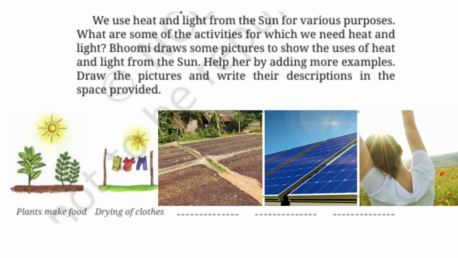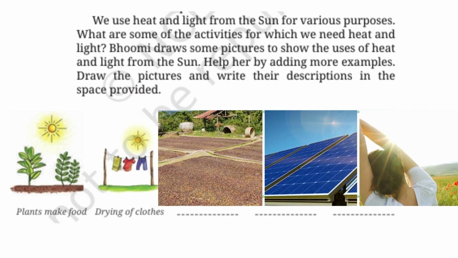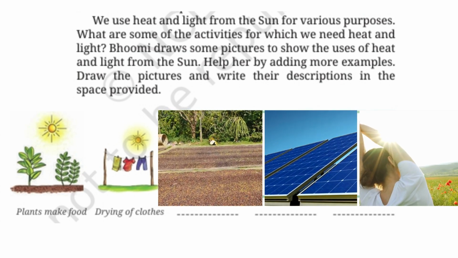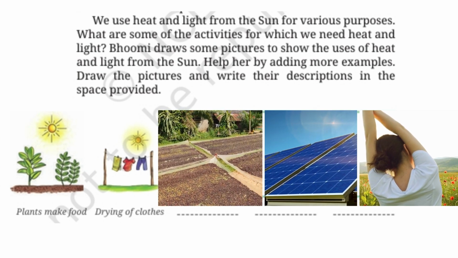The next one is drying of clothes. In the presence of sunlight, what happens? Clothes will dry, due to evaporation. And the next one is sunlight helps dry fruit like mangoes and clothes by evaporating moisture. That also we can write.